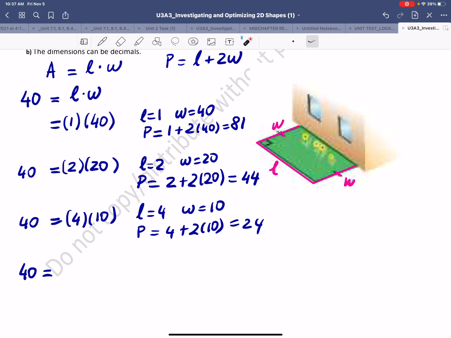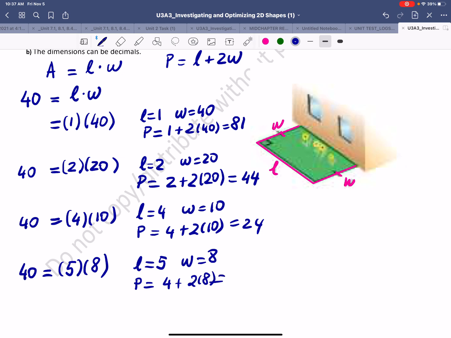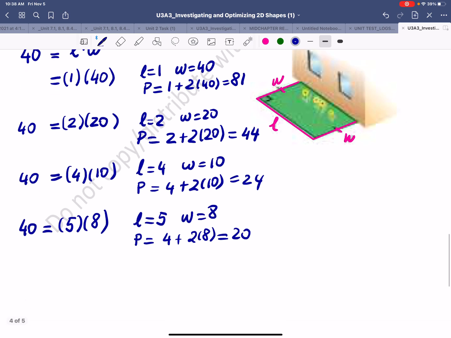So another set of numbers that multiplies to 40 is 5 and 8. And again, we're looking for whole numbers, which means that length must be 5 and width must be 8, which means that perimeter would be equal to 4 plus 2 times 8, that's 16 plus 4, or 20.